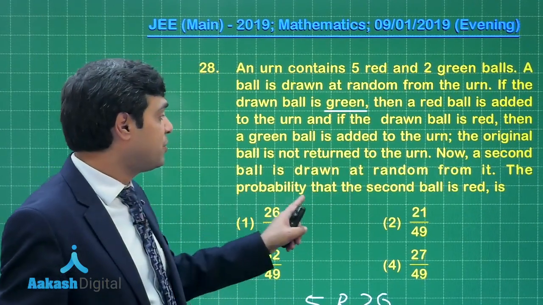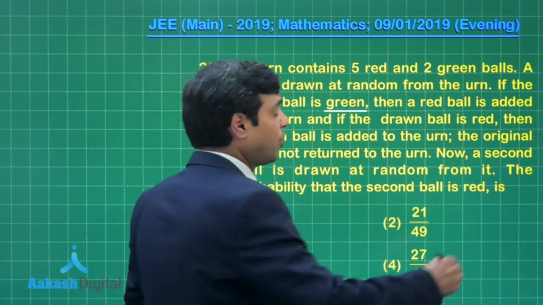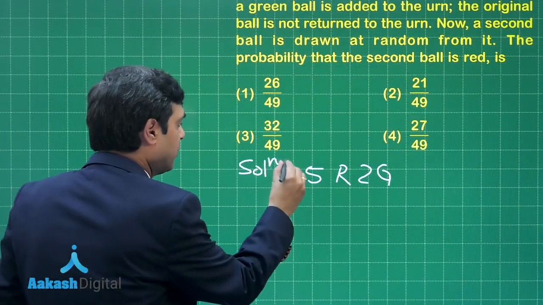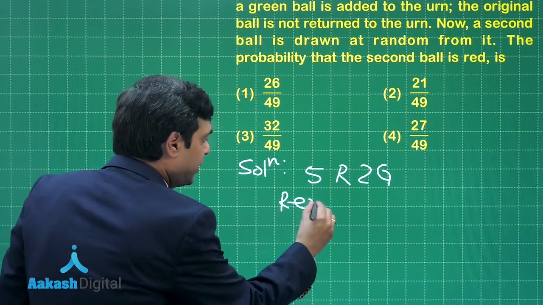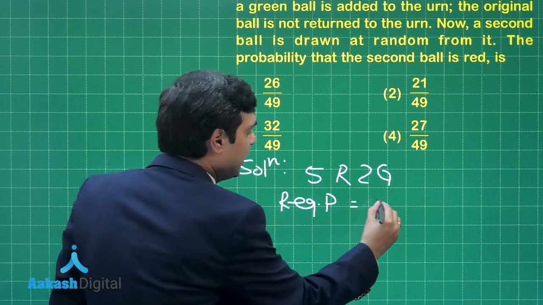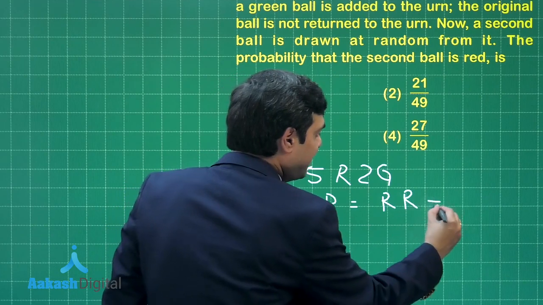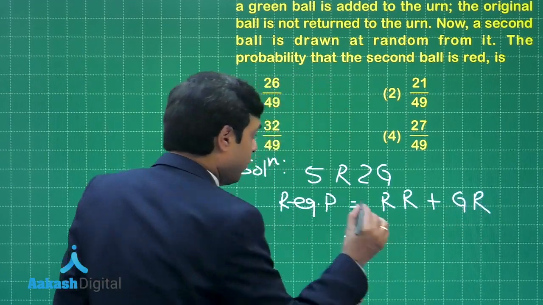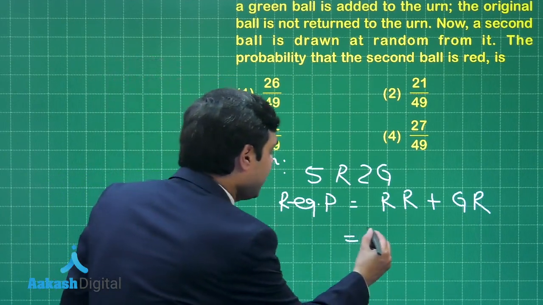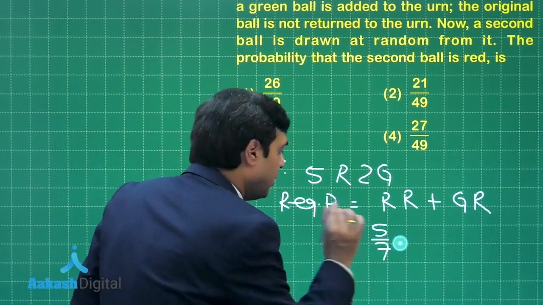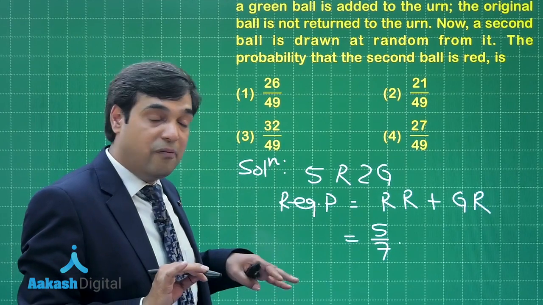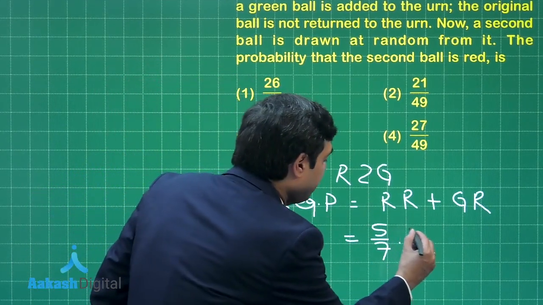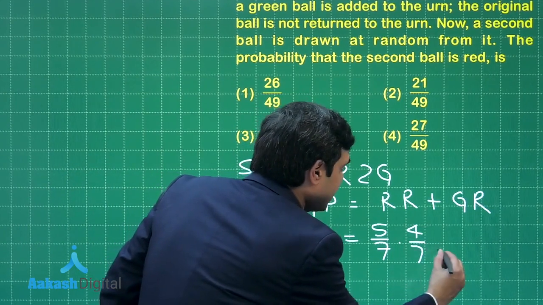Now a second ball is drawn at random from it. Find the probability that it is red. So starting this question, the required probability is equal to first is red, second is red, or first is green, second is red. First ball is red, the probability is 5/7. Now you have drawn a red ball. When you have drawn a red ball, you have added a green. So the next red probability will be simply 4/7.